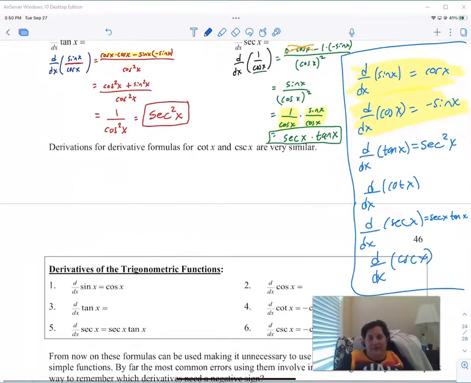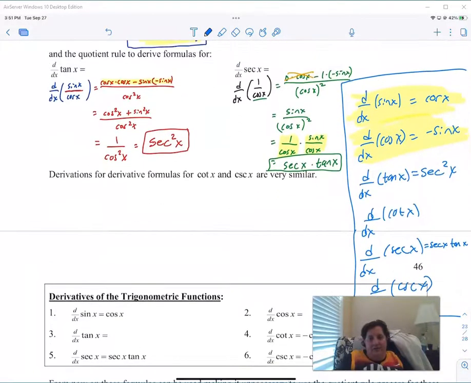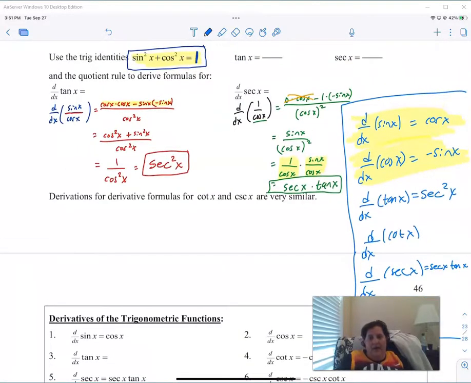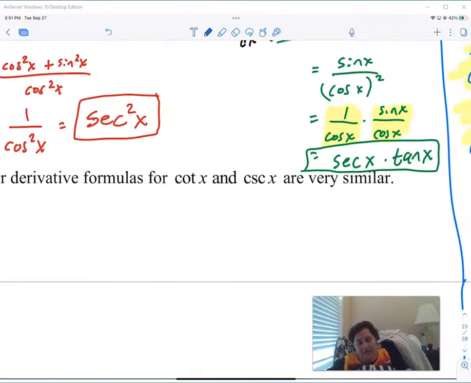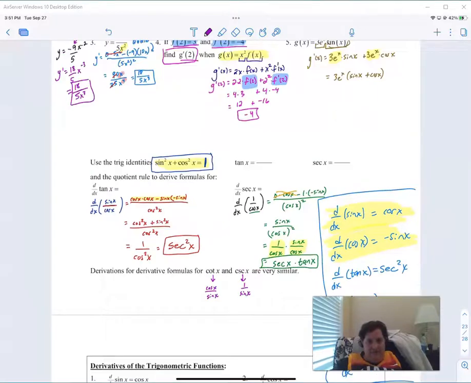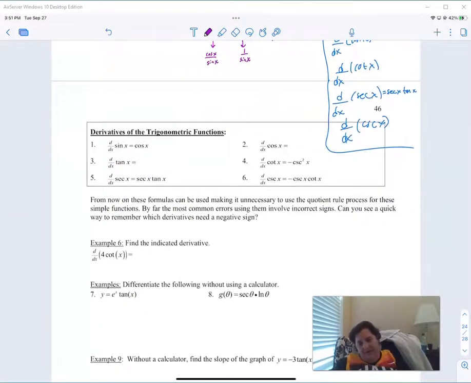I derived the other two in very much a similar way. All right? For cotangent, I would change that to cosine over sine, derive it, simplify it. For cosecant, I'd change that to 1 over sine, derive it, simplify it. Okay? Here's what you end up getting when you do that. I don't want to take the time to do that. We might look at it in class, but here's what you end up getting.